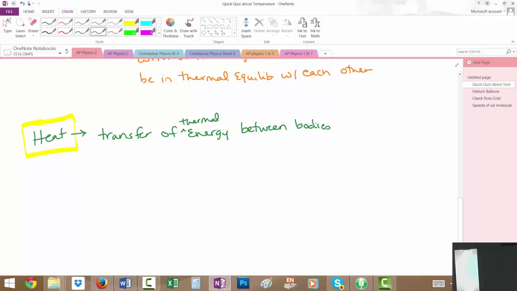An object has energy, or I'm going to say has internal energy, okay? An object does not have heat. You can't have heat. It's not a thing like that.